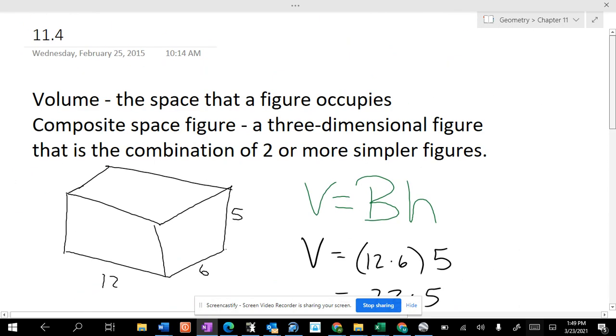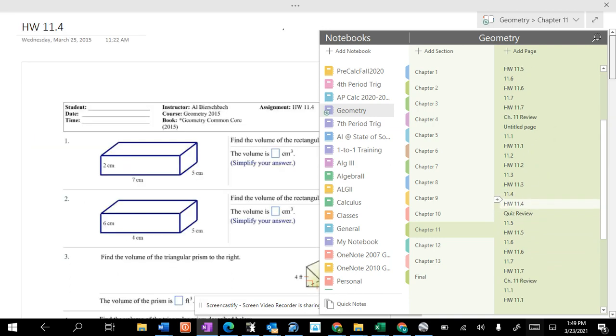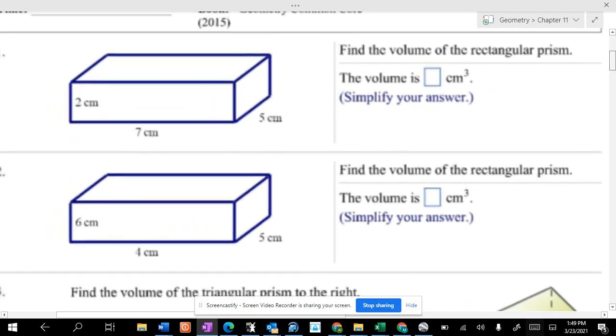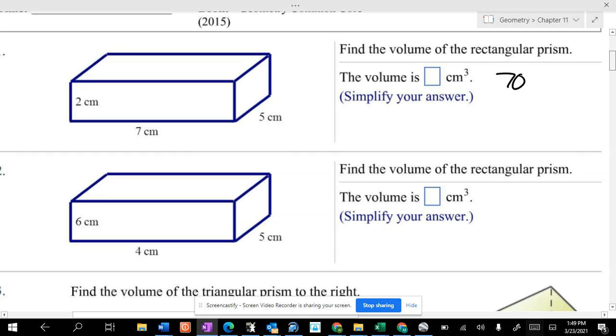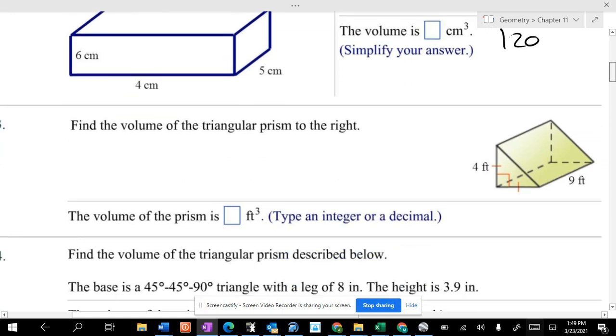All right. So volume, I think, is easier than surface area. Personally, I think volume is easier than surface area, because you just take the area of the base. What's the area of the base on this one? 7 times 5, which is 35, times 2 is 70. Boom, we're done. What's the area of the base of this one? 4 times 5, which is 20, times 6 is 120. Boom, we're done. See, that's easy.